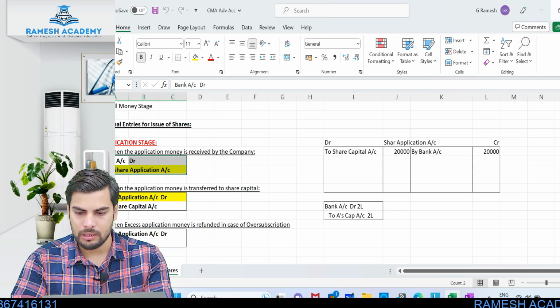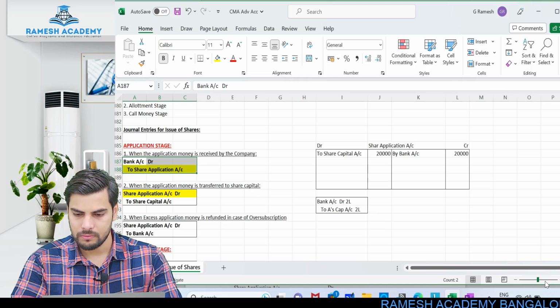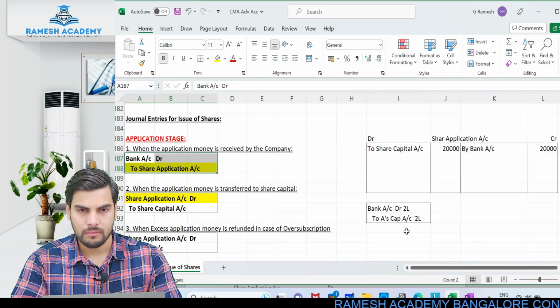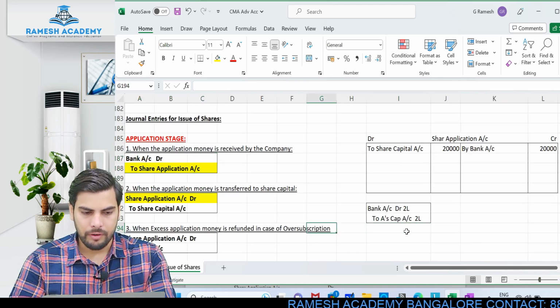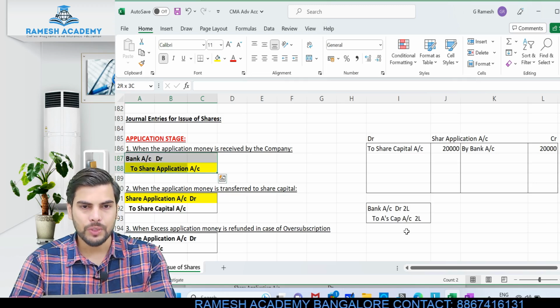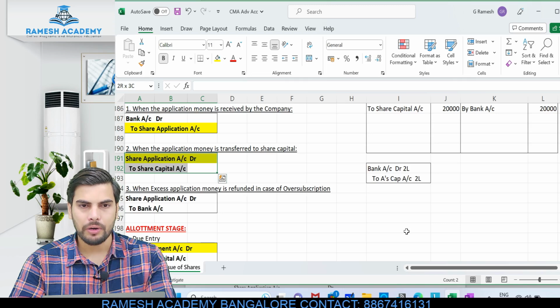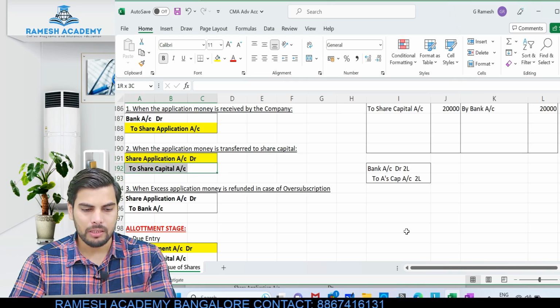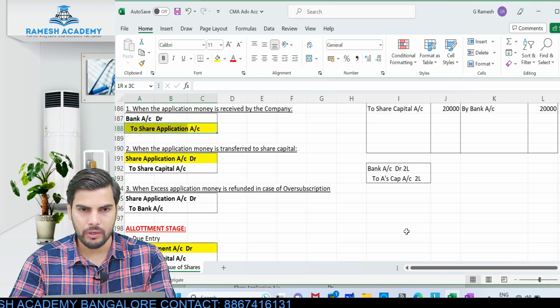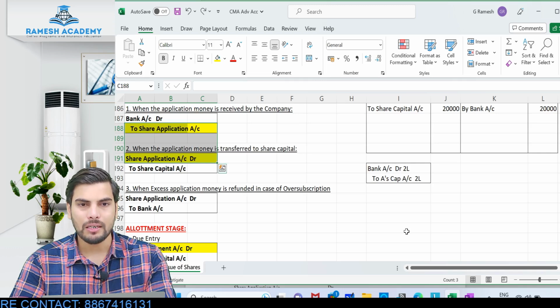One second, I'll just increase the file size so that it's visible to you all. Okay, look at this. The entry will be bank account debit to share application account. Then when I'm transferring this amount to share capital, look at this entry. What would be the entry? Share application account debit to share capital. If you compare these two entries, share application debit over here and share application account credit over here will get nullified. So ultimately what will be left over? Just bank account debit to share capital. This is the ultimate journal entry.